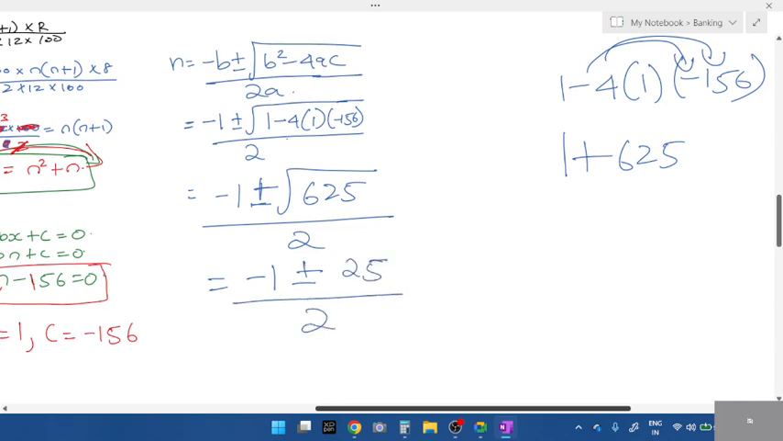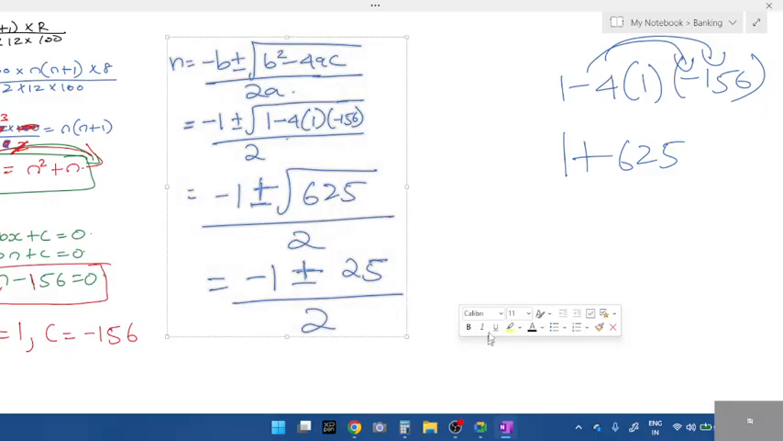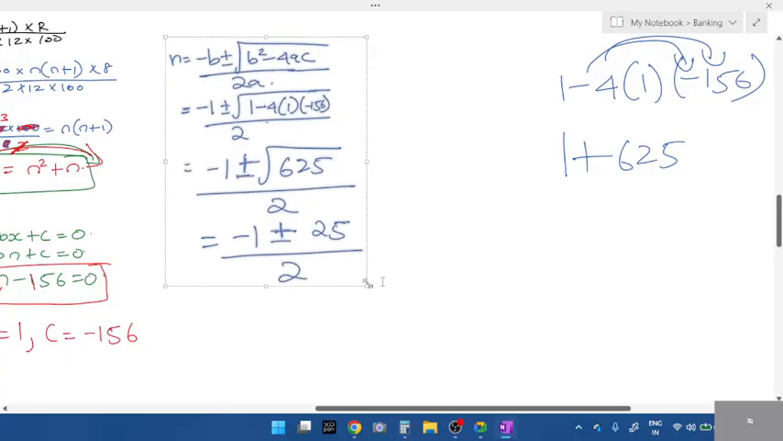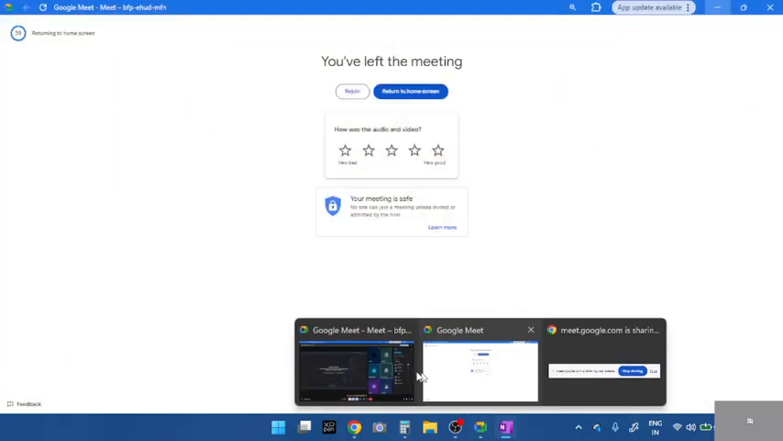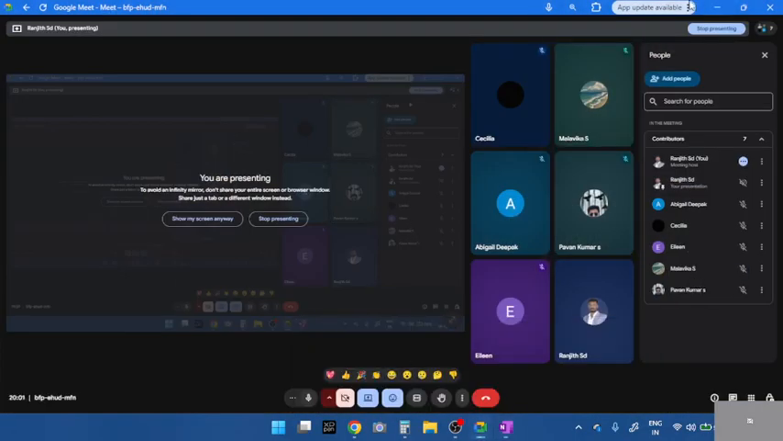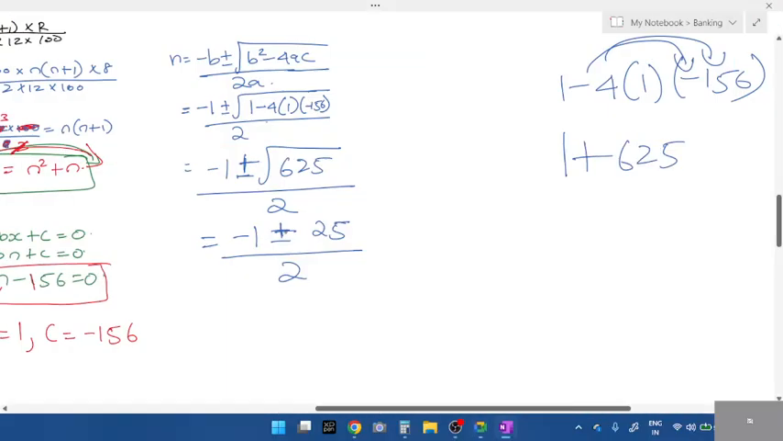25 divided by 2. We have plus and minus, students. Any doubts? What did I tell you in the beginning? If x square is 2, how many values will you get for x? If the degree is 2, you should get 2 values.